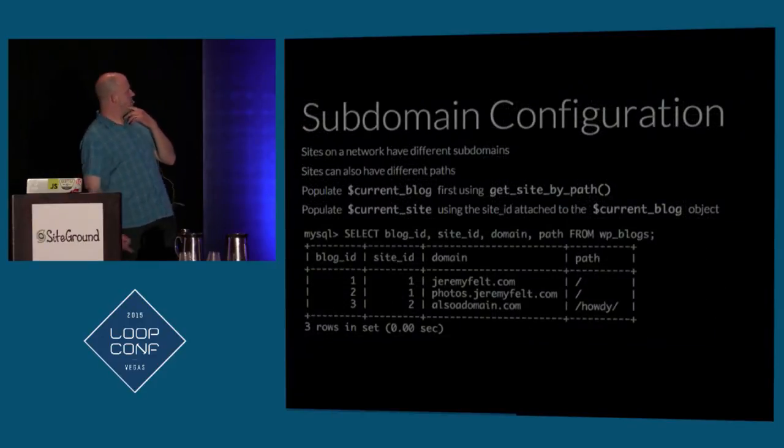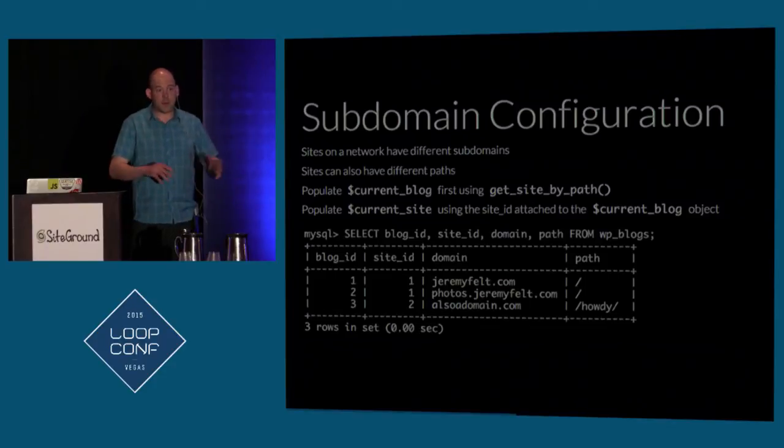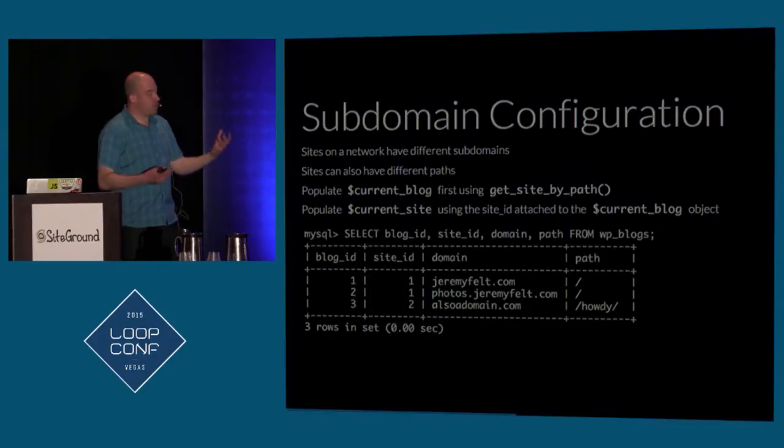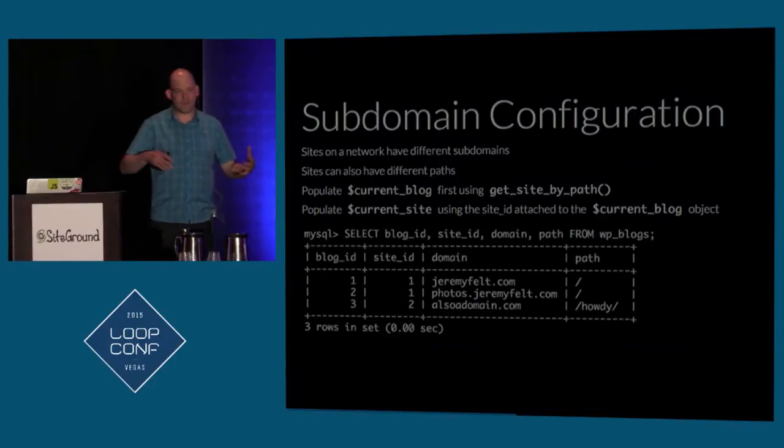Subdomain configuration, skip that. Sites on the network have different subdomains, and they can actually have different paths. So I think the secret meaning of subdomain now is you can have these arbitrary domains and paths. There's not really a UI for it in core, but we can support pretty much anything. To do this, we populate the site object first before the network object.